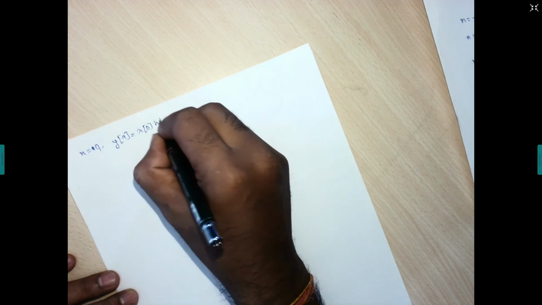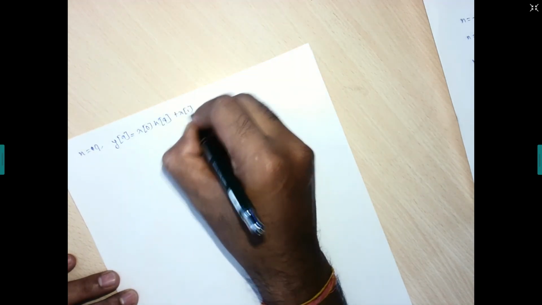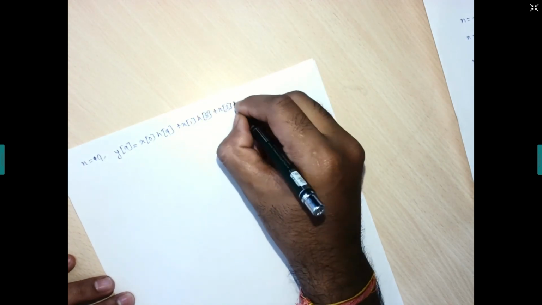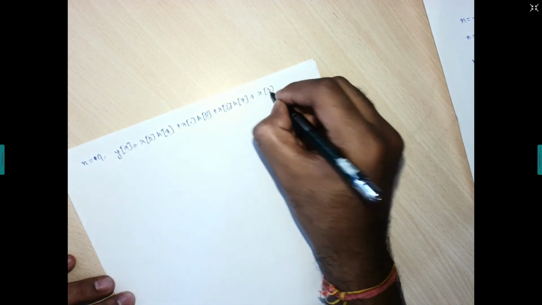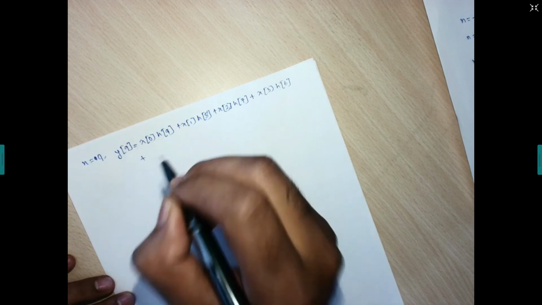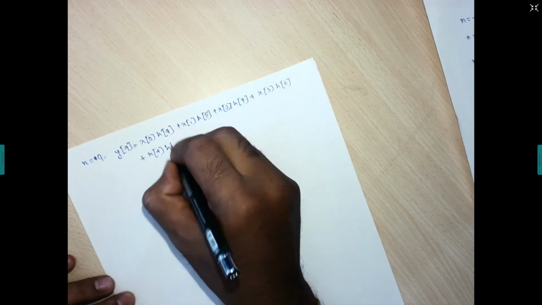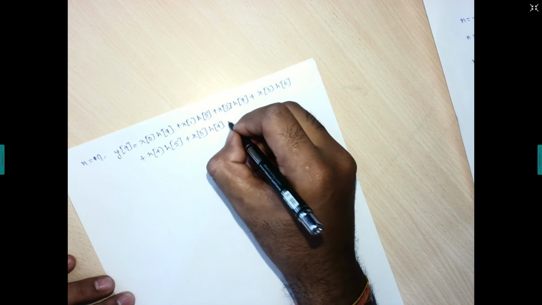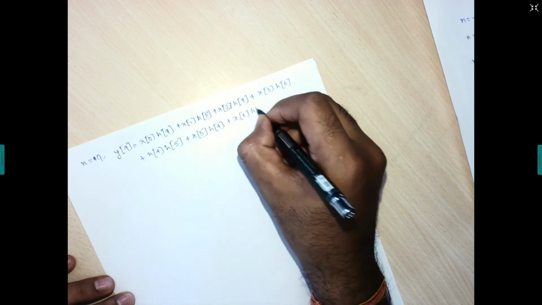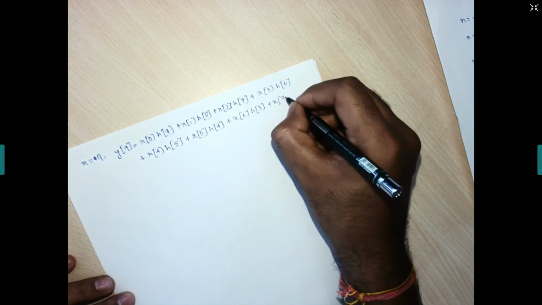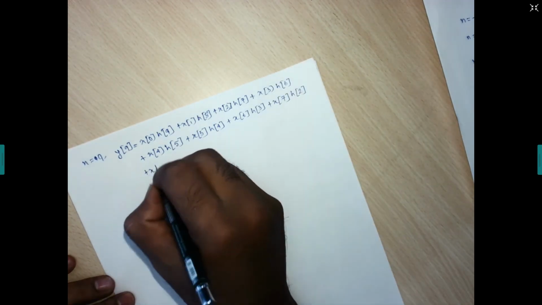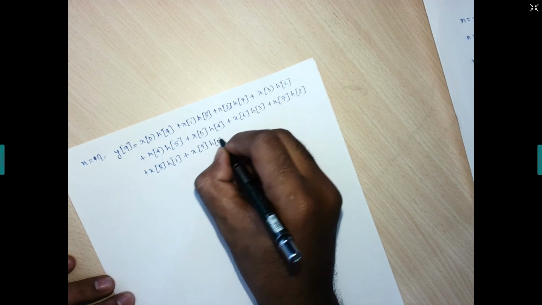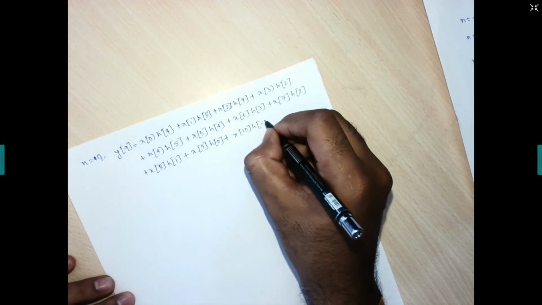x of 0, h of 9, then x of 1, h of 8, then x of 2, h of 7, x of 3, h of 6, x of 4, h of 5, x of 5, h of 4, then x of 6, h of 3, then x of 7, h of 2, x of 8, h of 1, then x of 9, h of 0, and if you go beyond that, x of 10, h of minus 1, and so on.